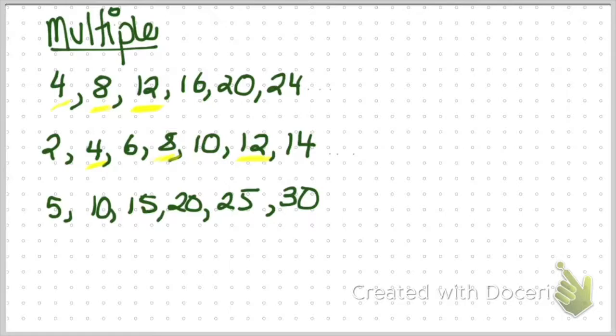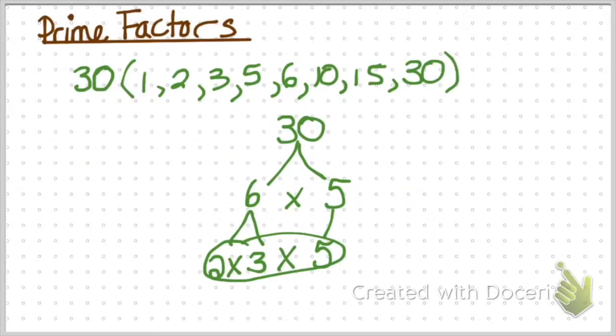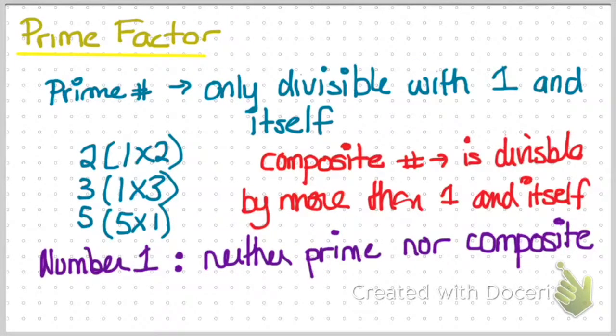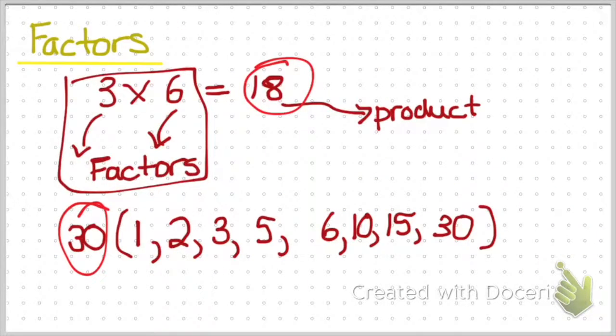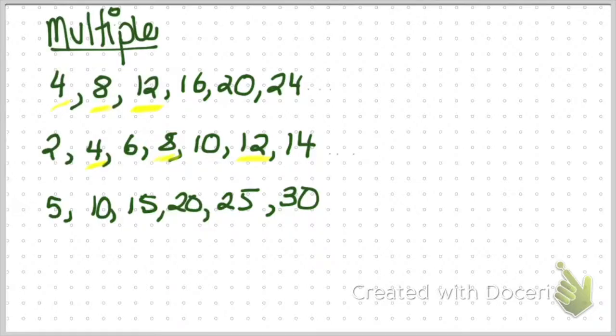But just to recap, you should now know what a factor is, specifically what a prime factor is, how to make a factor tree when you are looking for the prime factors, remembering that the number 1 is neither prime nor composite, as well as understanding what a multiple is.